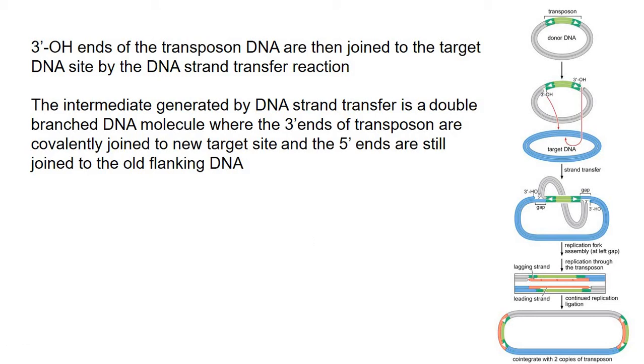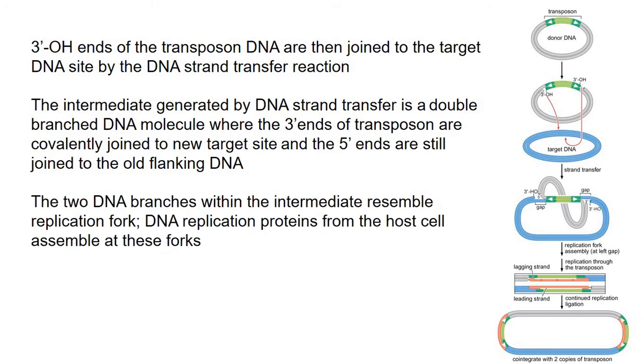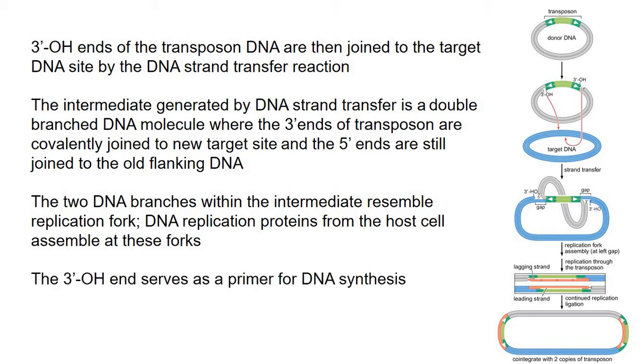It's a double branched DNA molecule where the 3' end of the transposon is joined to the new target site, and 5' ends are still joined to the old DNA, the donor DNA. These two branches within this intermediate look like a replication fork. So this will now recruit the replication proteins from the host cell. They will assemble on this fork.